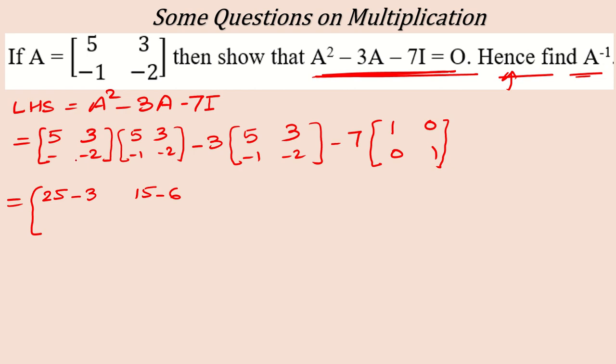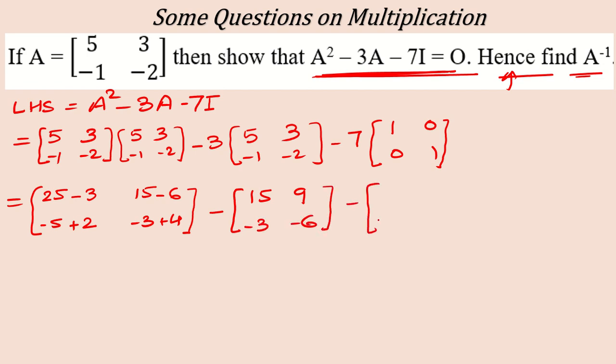Now what will we do? Second row, first column. So minus 1 multiplied by 5, minus 5, and minus 2 multiplied by minus 1, plus 2, and then minus 1 multiplied by 3, minus 3, and minus 2 multiplied by minus 2, plus 4. Okay, the minus 3 will be multiplied inside the bracket, inside the multiplication. So it will be 15, 9, minus 3 and minus 6. Minus 7 also multiplied inside. So 7 0 0 7.